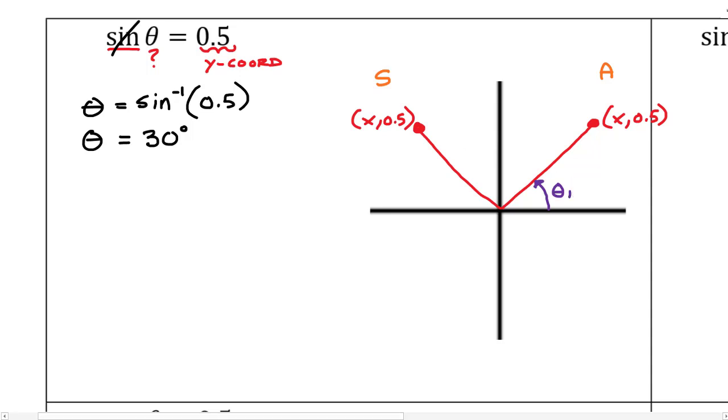So angle 1 is 30 degrees, we'll say. So 30 degrees. I'm going to call that angle 1. I'm going to put a little 1 next to that. There's my first angle. Now how are we going to find the second angle?